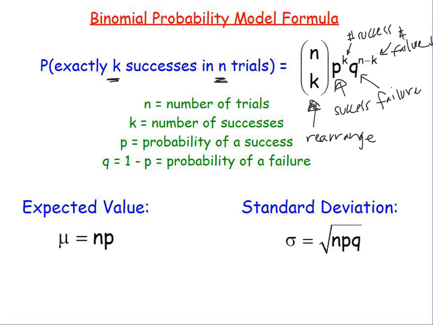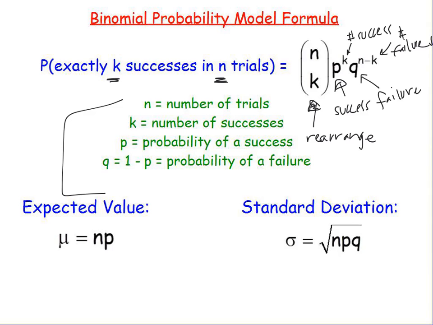Some things you need to know: P and Q have to add up to 100% or 1, and the number of successes and the number of failures has to add up to the number of trials. So if you have 10 trials, 6 of them are successes, that automatically means 4 of them are failures. If you have 5 trials, 2 of them are successes, that automatically means 3 of them are failures. And so this is all broken down right here. N is your number of trials, K is your number of successes, P is the probability of a success, and Q is the probability of a failure.